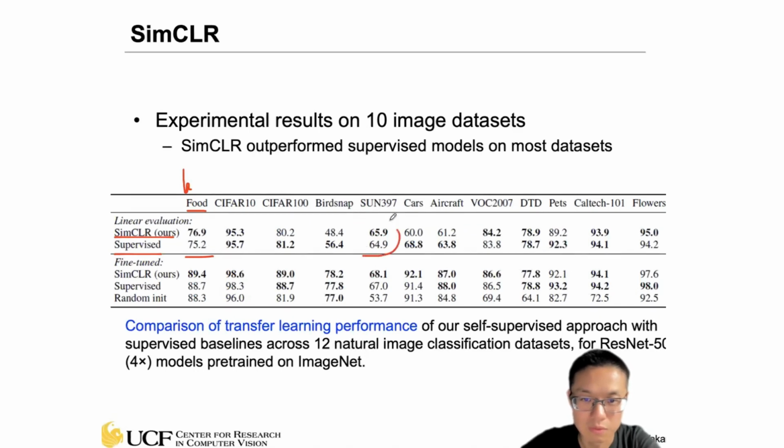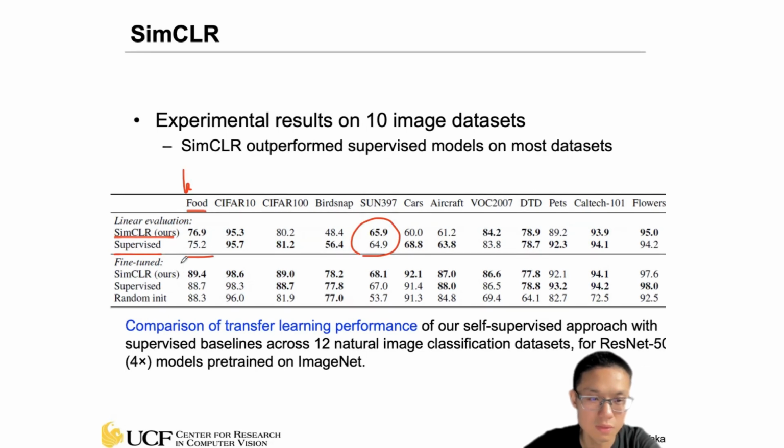And here's another example, this SUN397. This self-supervised learning is again able to outperform the supervised training task. They do this on 10 different image datasets to get a holistic view of how good the representation through this self-supervised learning is, okay? So that's the linear evaluation.